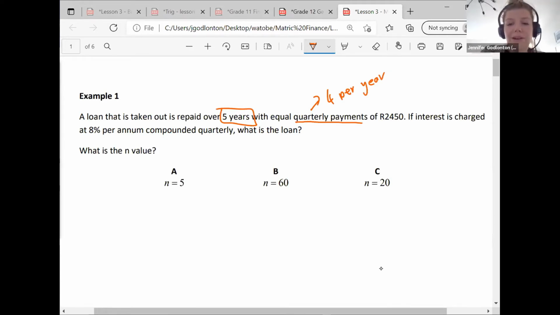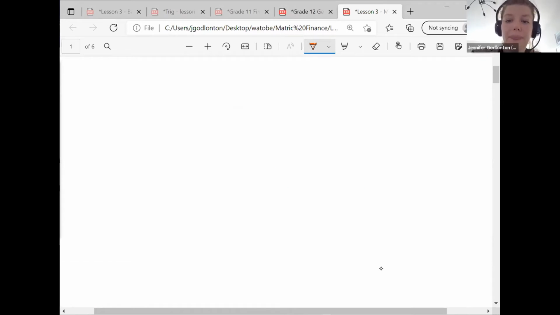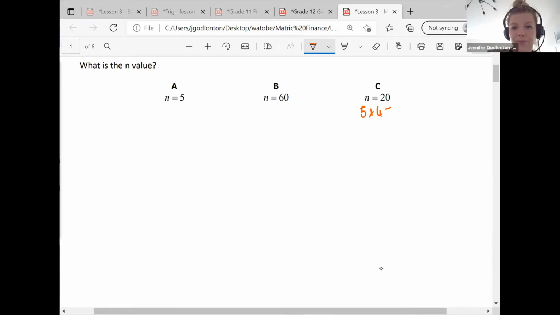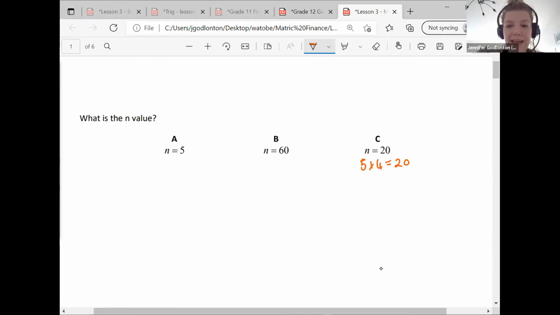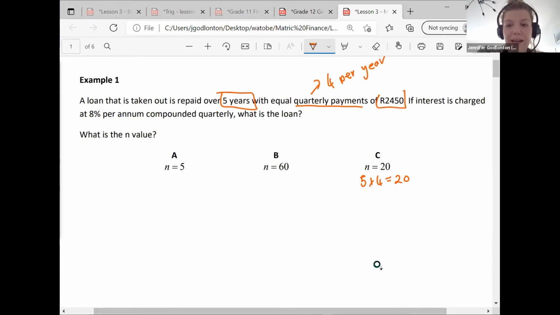So you're absolutely right. My N value is going to be 20 because it was 5 years times 4, which is 20. Beautiful. Okay. Your X value, that is your regular payment. So that's going to be your 2,450 Rand. Your interest is 8% compounded quarterly. So I'm going to write that as a fraction as 8% compounded quarterly, so over 4.